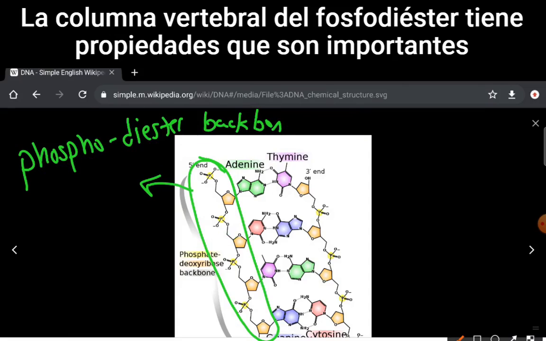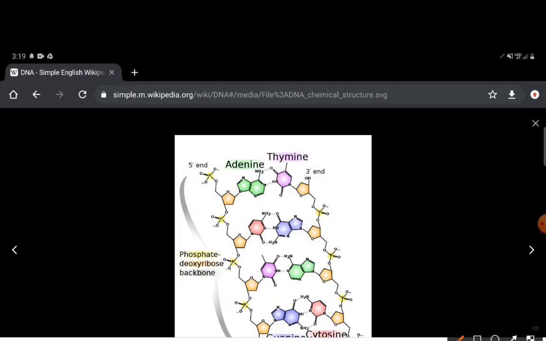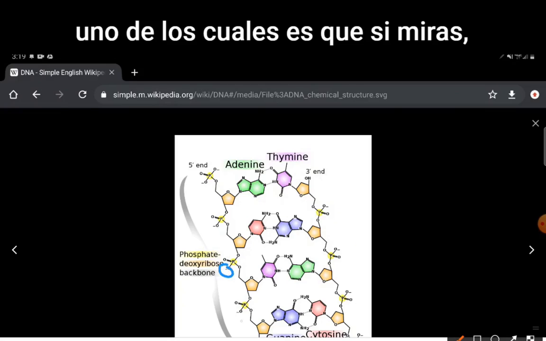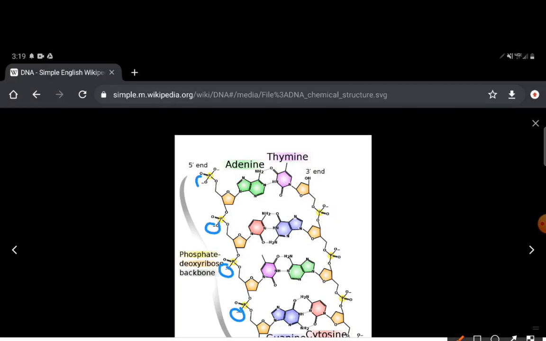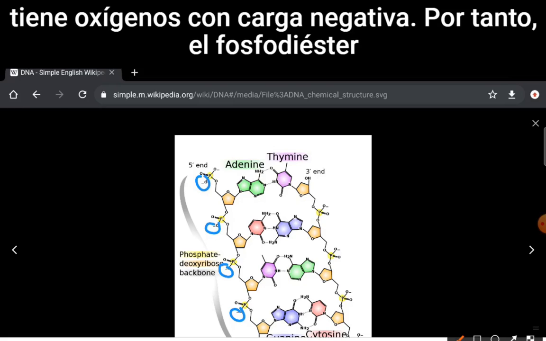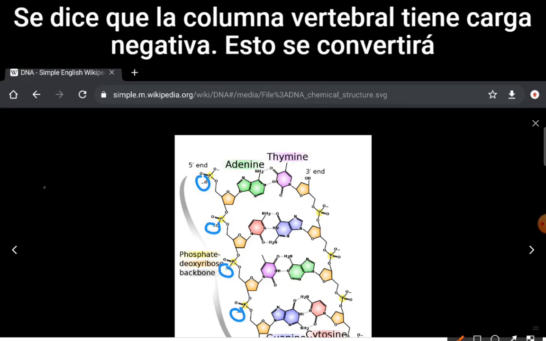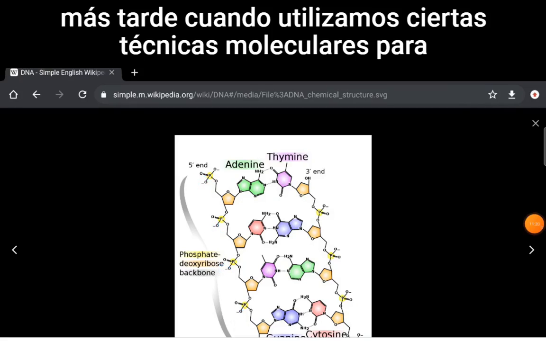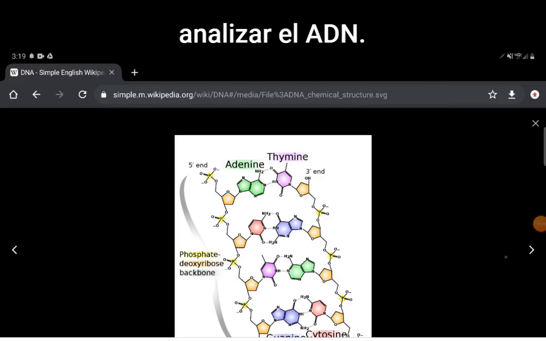The phosphodiester backbone has properties that are important in molecular biology. One of which is that if you look, it has oxygens with negative charge. Therefore, the phosphodiester backbone is said to be negative in charge. This will become apparent later when we use certain molecular techniques to analyze DNA.